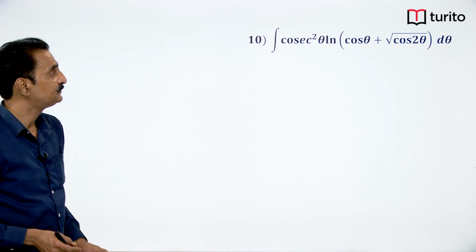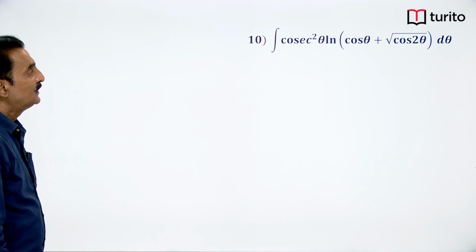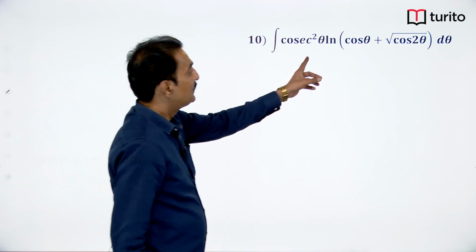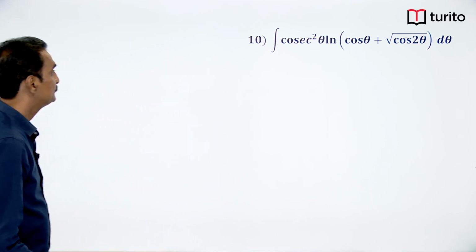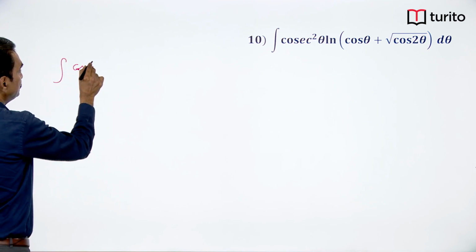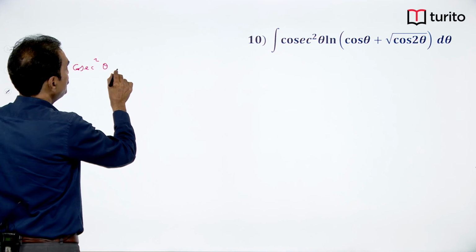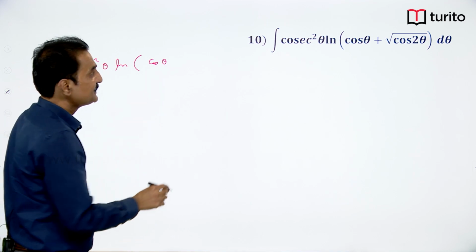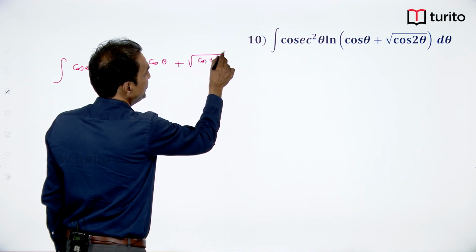Let us see the next question. Integral cosecant square theta into ln of cos theta plus root cos 2 theta d theta.